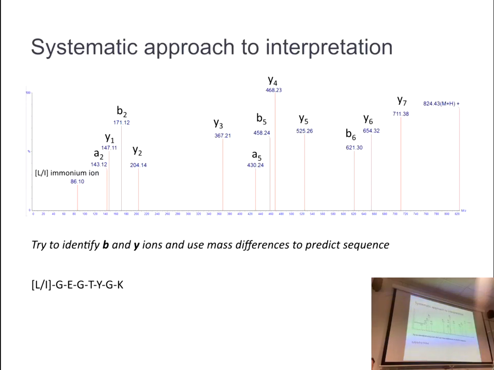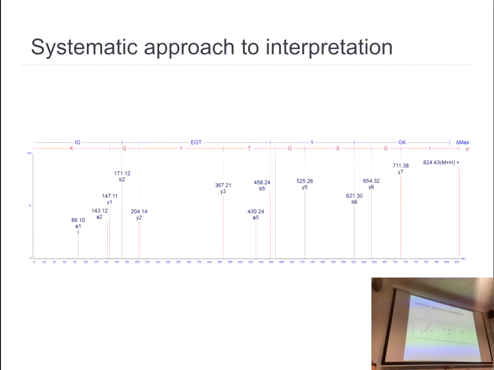And this is what you get. You can't tell whether it's a leucine or isoleucine, because we can't differentiate them. But it's G, E, G, T, Y, G, K. And you can see here that there are 2 ions missing: the B3 and the B4 ion. And that might be the case. Sometimes you might not be able to have a full ion series. But that's it.